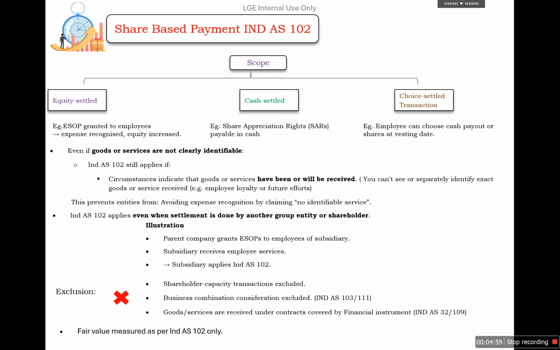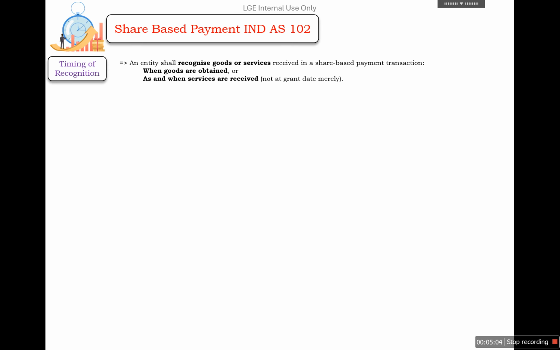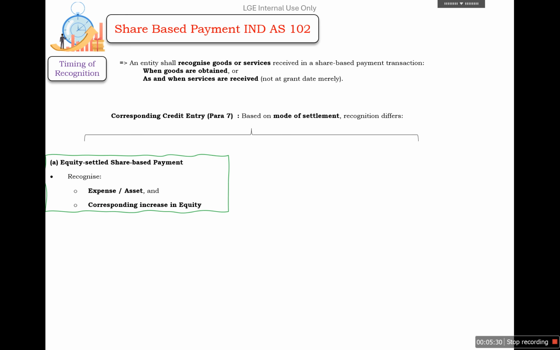The next question is regarding the timing of the recognition. An entity will recognize goods and services received in a share-based transaction when the goods are obtained, or in case of services, when the services are received. Correspondingly, based on the receipt of the goods and the mode of payment, whether it is an equity settled transaction or a cash settled transaction, the recognition will differ.